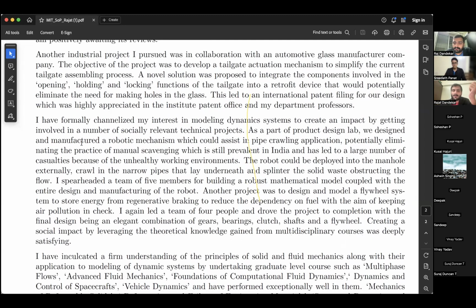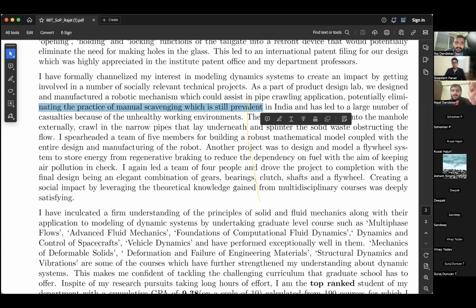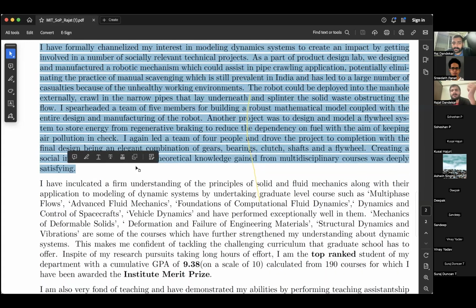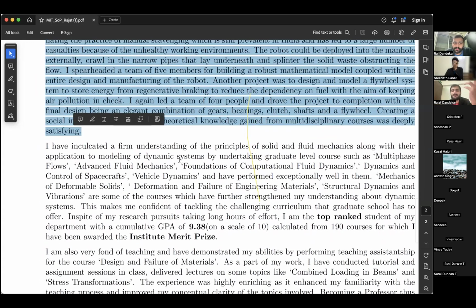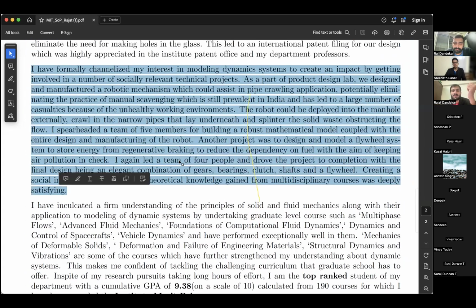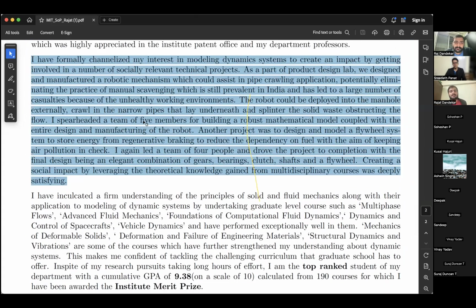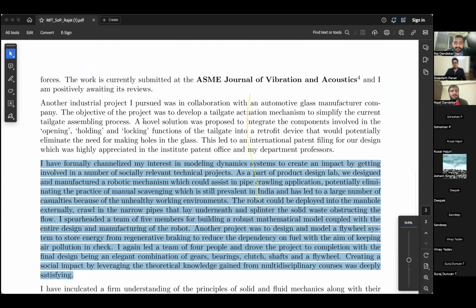Here, I worked on a project which was related to eliminating the practice of manual scavenging prevalent in India. It was a very impactful project, and I wanted to mention it in my SOP somewhere. And I devoted a lot of lines to it because I thought this was very impactful and people will really like this. So this was the supporting cast of my SOP, which I divided into two paragraphs.